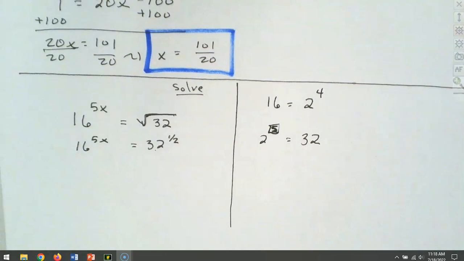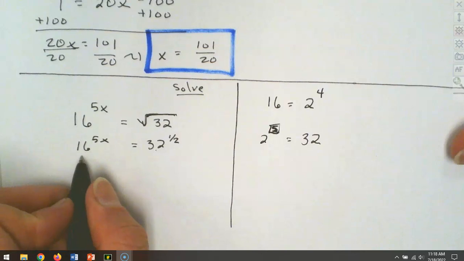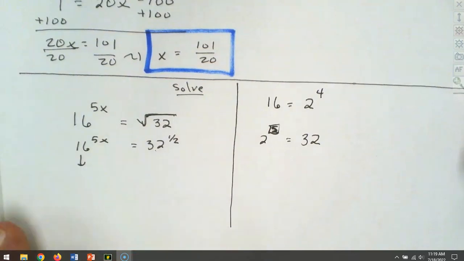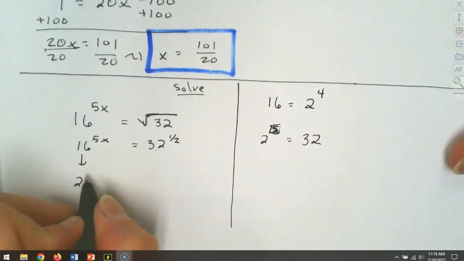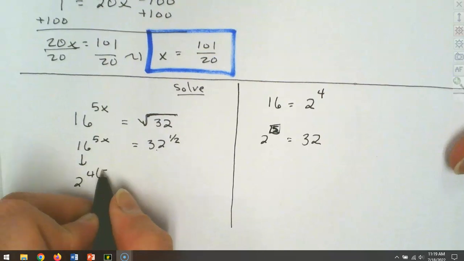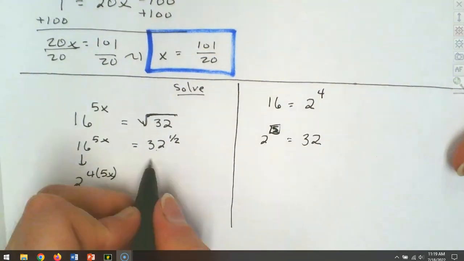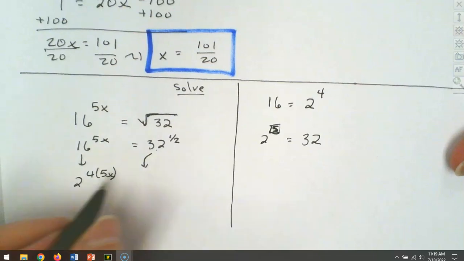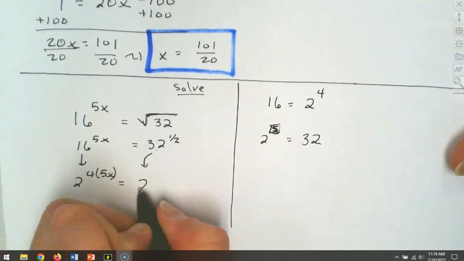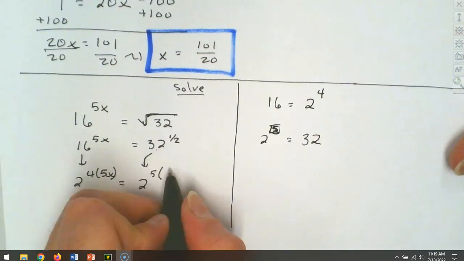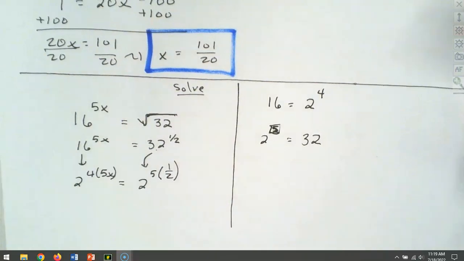Now look at what we've got. Now we've got something that we can work with. So this 16, what does it need to transform into? 2 to the 4th power. So there's that piece. What about this 32? What does it need to transform into? 2 to the 5th power, but don't forget the half is already there.